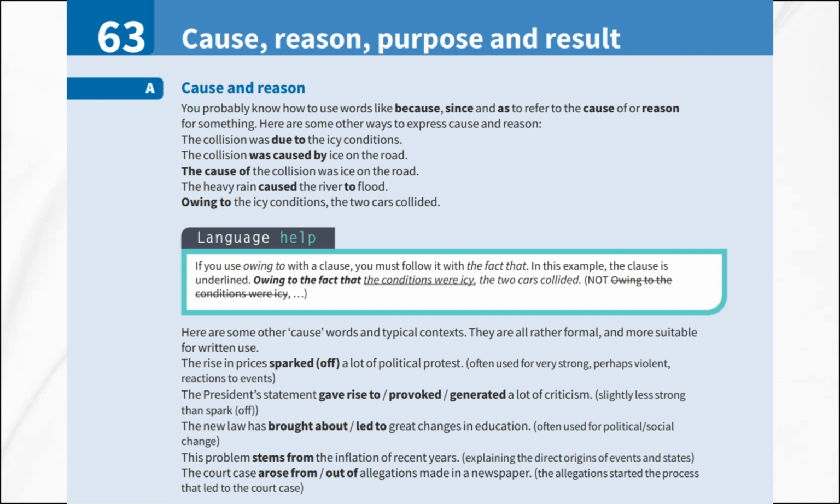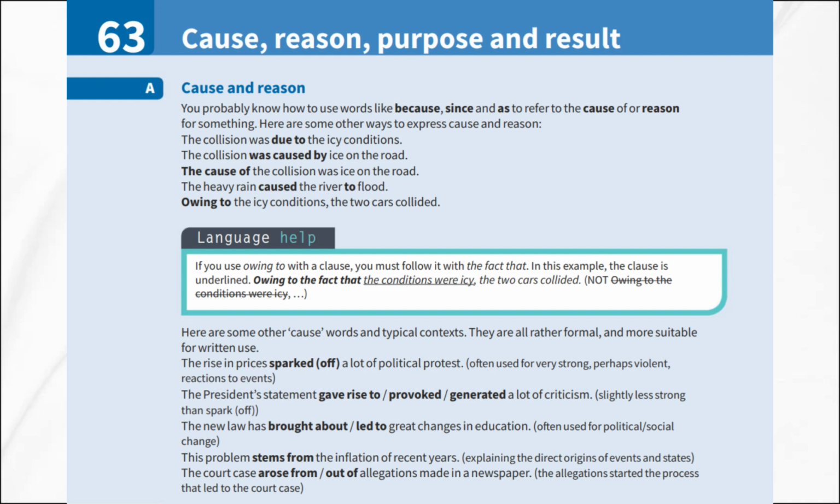The heavy rain caused the river to flood. The rain made the river flood. Owing to the icy conditions, the two cars collided. This means because of. Here is a language tip. If you use owing to with a clause, you must follow it with the fact that. For example, owing to the fact that the conditions were icy, the two cars collided. You cannot say, owing to the conditions were icy.